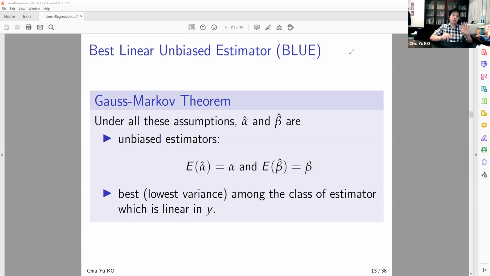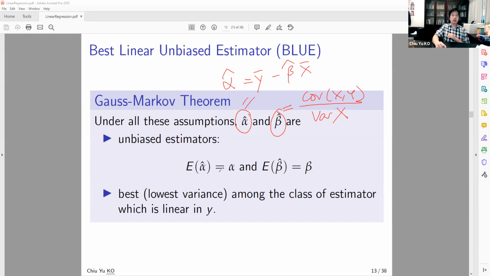So what we want to say is, under the assumptions we have here, the alpha and beta that we said, which is beta is covariance of x and y over the variance of x, coming from this formula here, turned out to be a very nice thing: it is an unbiased estimator. So the expected value of this is equal to this.